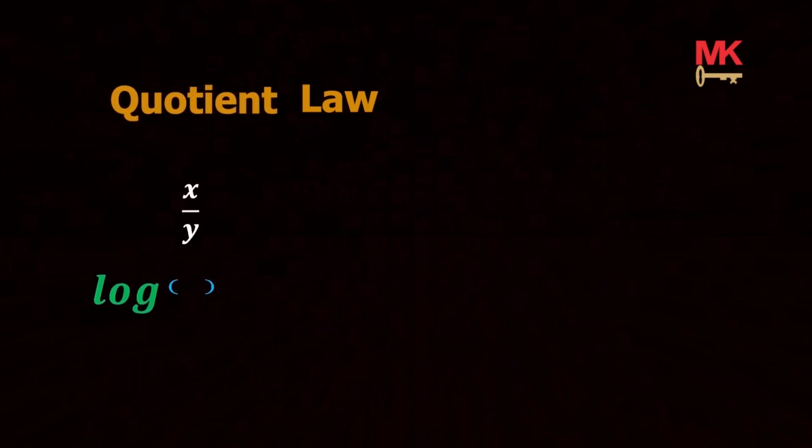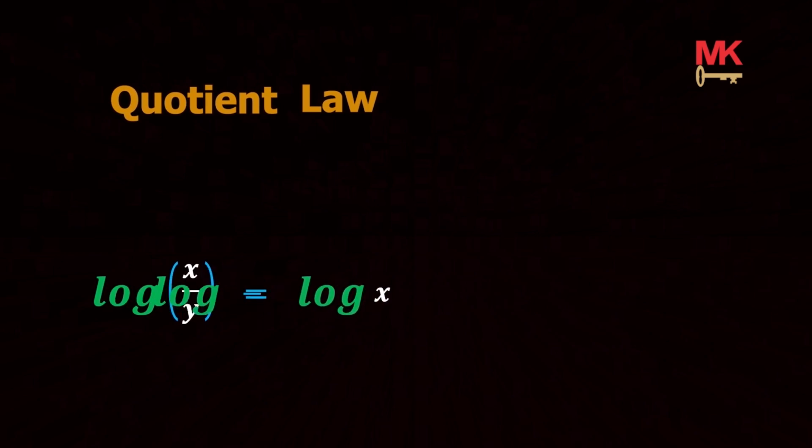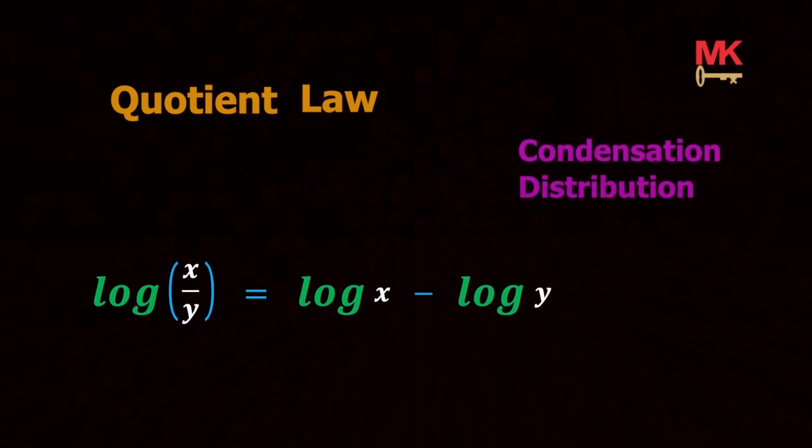This law states that the logarithm of a quotient is the difference between the logarithm of the numerator and the logarithm of the denominator. This is also more like distribution or condensation. This law states that the logarithm of a number to a certain power can also be written as the power falling behind and then multiplying the logarithm of the number to its base.